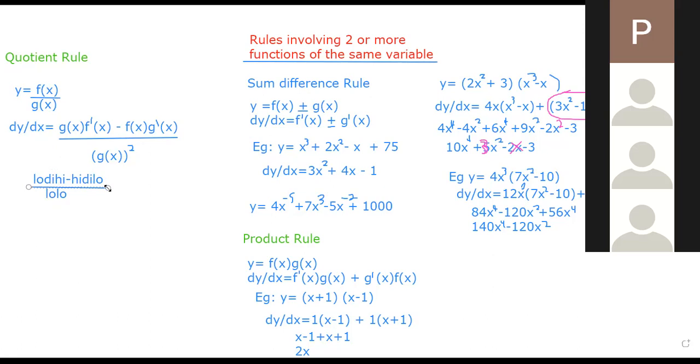Low means maintain the lower. The high means differentiate the higher. Minus high d-low: high means maintain the high, which is f of x, and low means differentiate the lower. Over low low, meaning the lower one squared. So that is the mnemonic to remember the quotient rule.